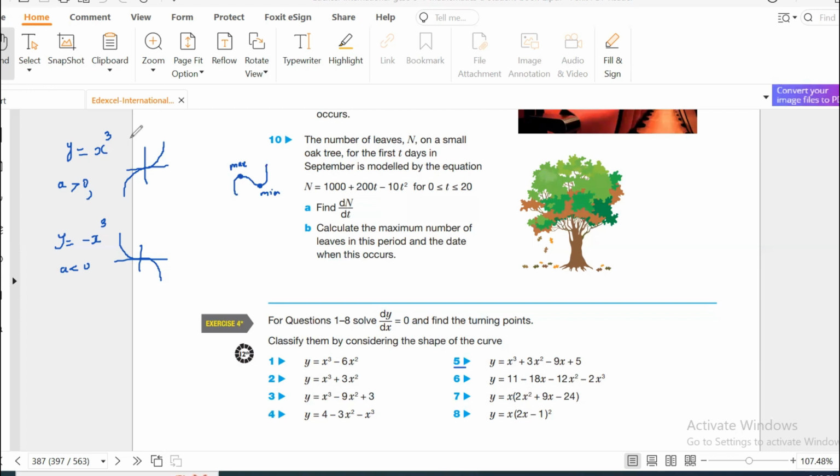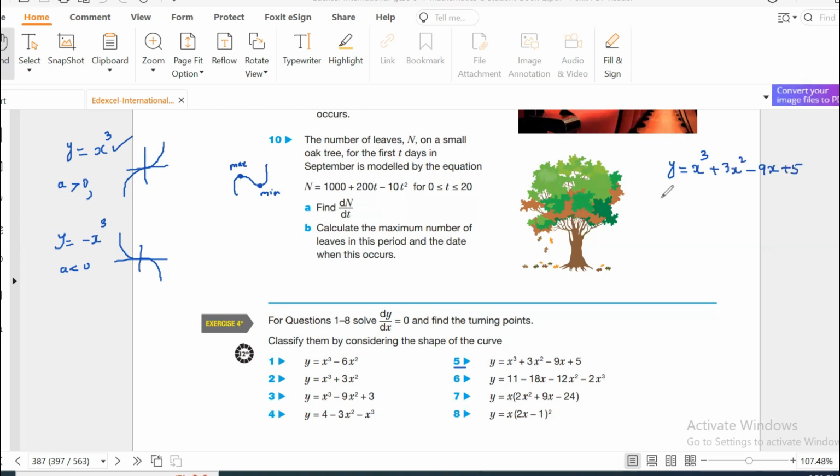So when you have positive x cubed, it will come from the right side, and when we have negative x cubed, it will come from the left side. Anyway, let's see one question from this exercise. Let's suppose we have y is equal to x cubed plus 3x squared minus 9x plus 5.